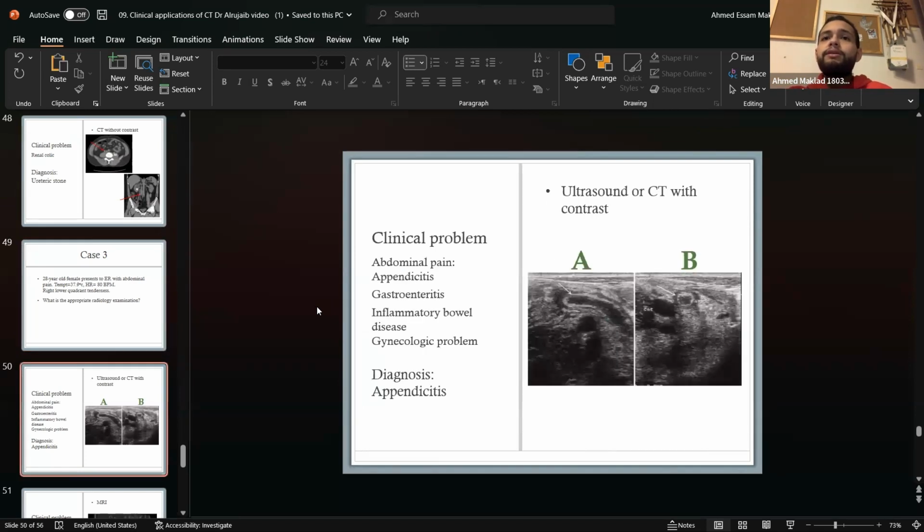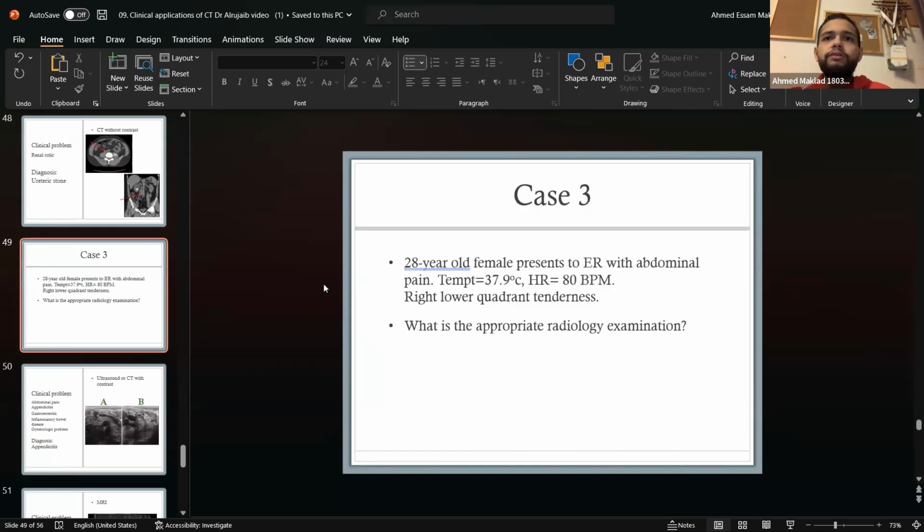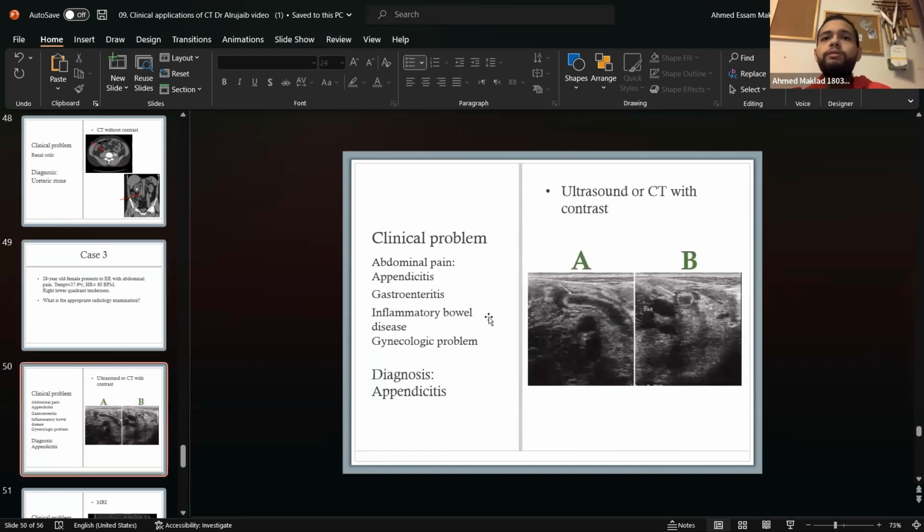So what you can get is an ultrasound. Wait, is this our case? Yeah. I don't know why she said CT with contrast, but ultrasound is the answer.